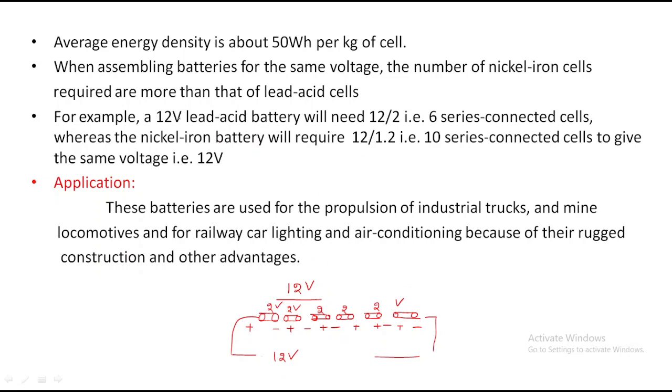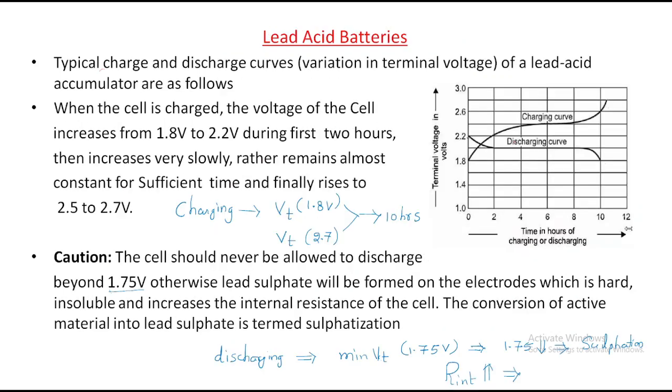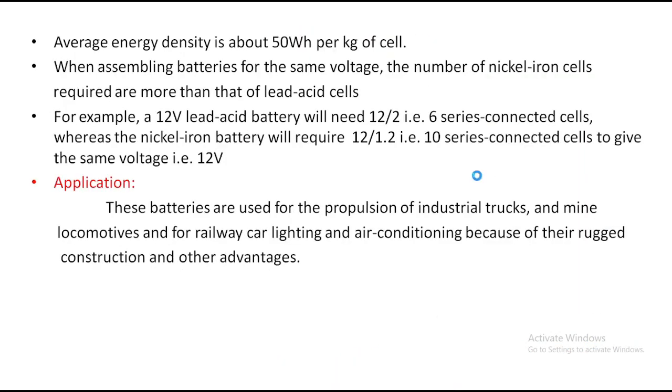For example, a 12 volt lead acid battery will need 12 by 2, 6 series connected cells. Whereas nickel iron batteries will require 12 by 1.2, because each has only 1.2 volts. For lead acid only 6 cells are required, but in nickel iron batteries it requires how many in series? 10 cells for the same 12 volts, because each cell supplies only 1.2 volts, whereas each lead acid cell supplies 2 volts.